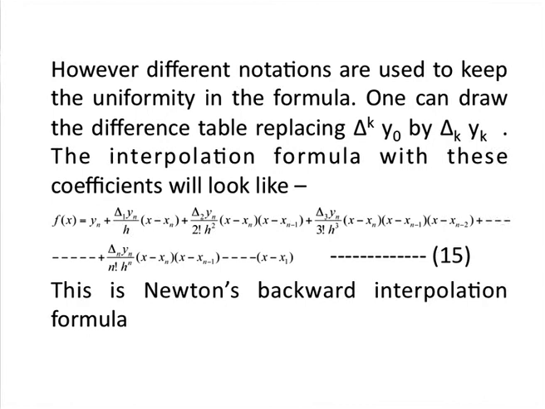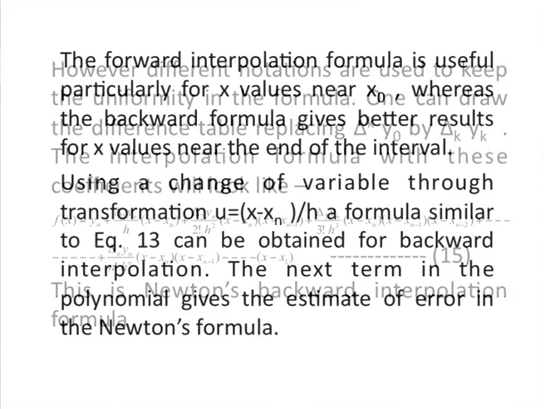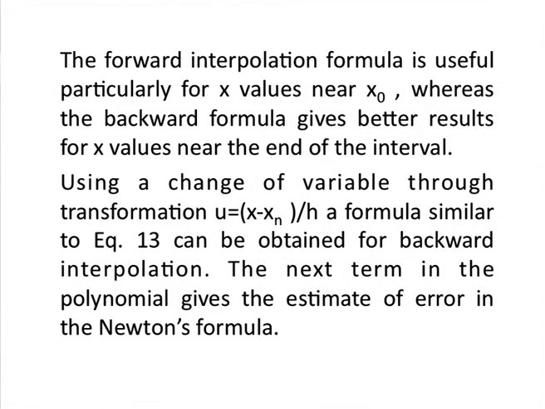Newton's backward interpolation formula. Here again the factors are divided by h square and so on. So, again we can change the variable, and the variable is transformed to u equal to x minus xn by h. In place of x minus x0 by h in the forward formula, here we use u equal to x minus xn by h.